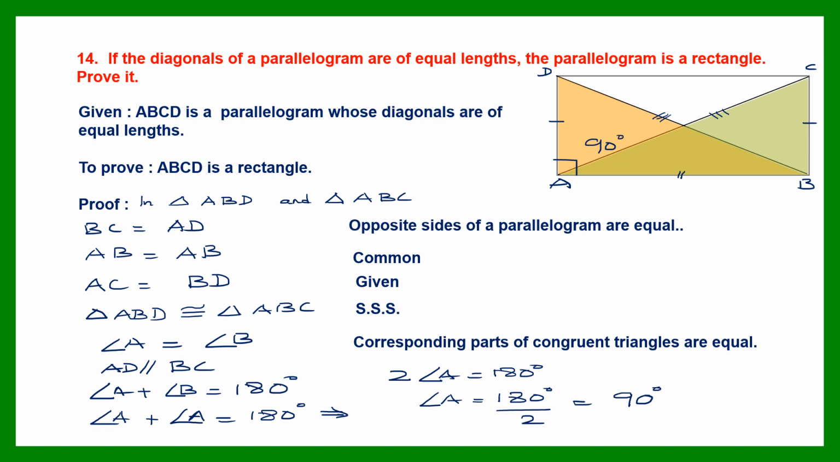And here we have already said that angle A is equal to angle B. Here also it is 90 degrees. So here, since we have 90 degrees, we have proved that the parallelogram is a rectangle. So we can say hence proved.